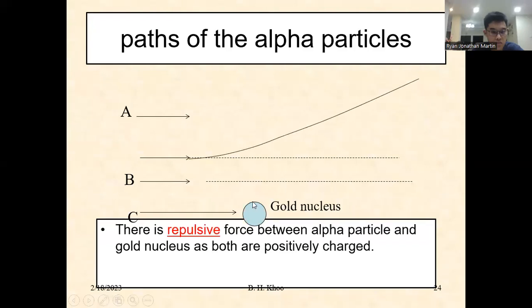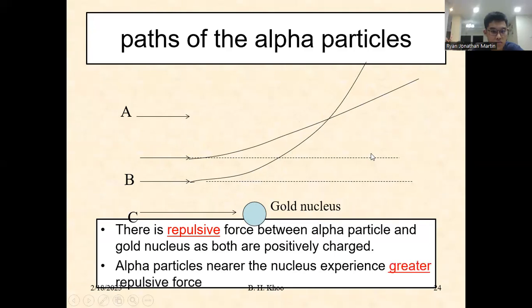Remember, the nucleus is positively charged. Alpha is also positively charged, so there is a repulsive force. That's why it's going this way. If it's nearer, the repulsive force is greater. That's why it has a greater curve. If it's further away, it goes straight through. No influence. The repulsive force is very negligible. If it's direct, then it will rebound.